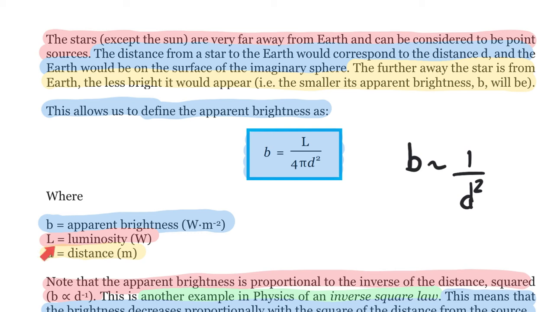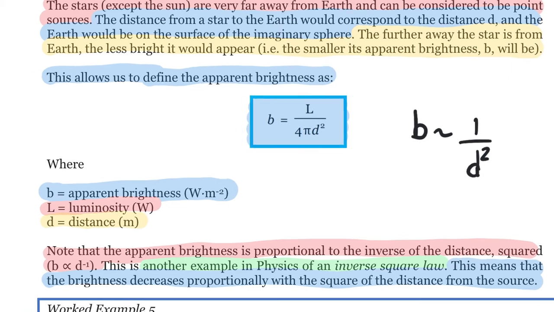So remember that the luminosity is power at the source. It's the power generated at the source. The apparent brightness is that which is perceived, the wattage per square meter at the observer, and the d is the distance between the source and the observer, which would be the radius of that imaginary sphere. So now that we've done this, we can look at some examples.